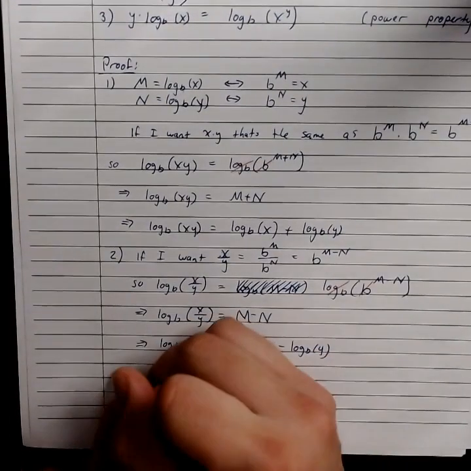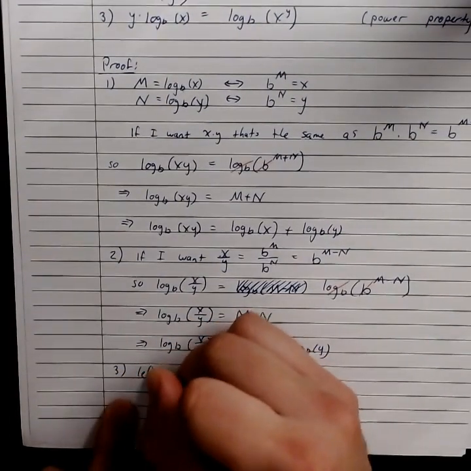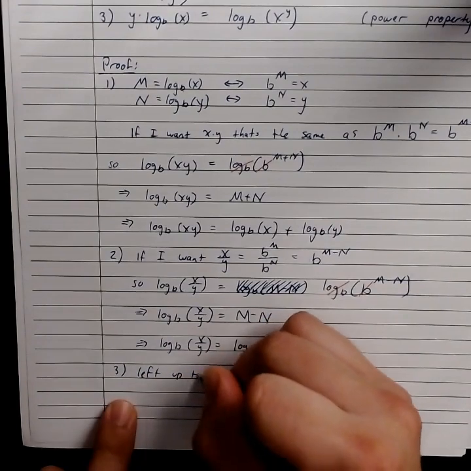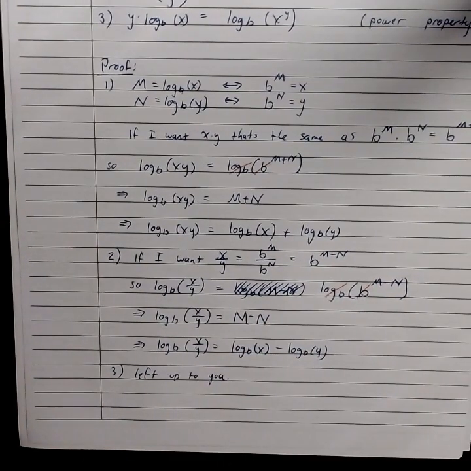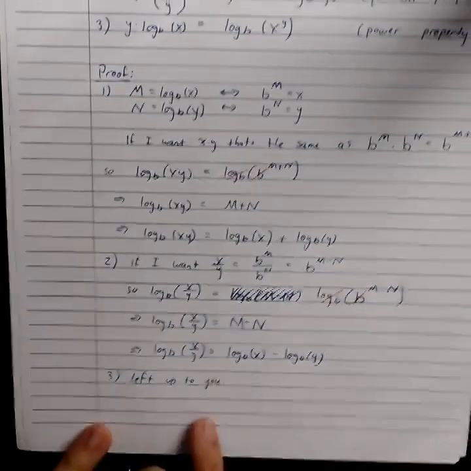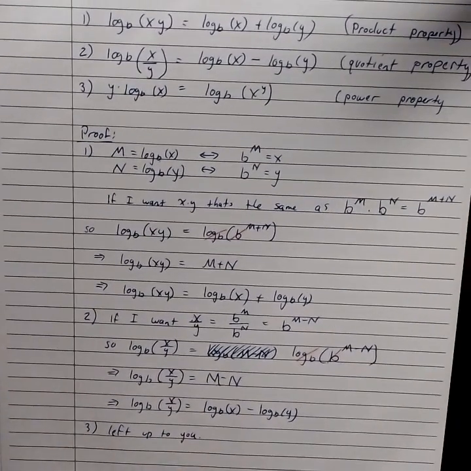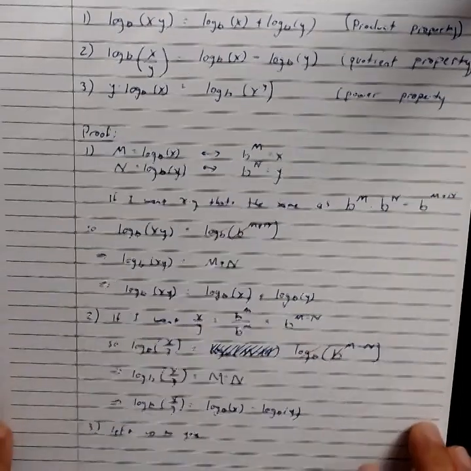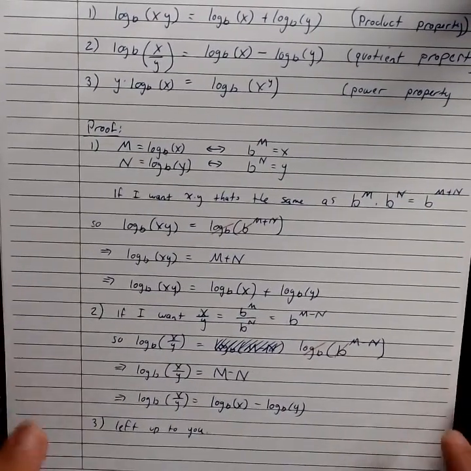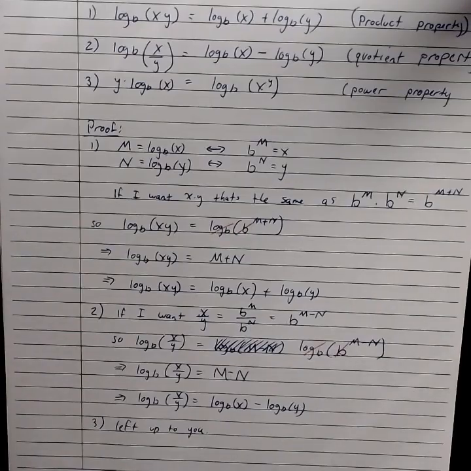And our third one is left up to you. This is going to be one of your homework problems. It'll ask you to prove the third one. There's a little bit of hesitation for people to start proving things on their own. Here, this isn't on an exam, so there's no need to worry. The worst that can happen is you make a mistake, and we learn from our mistakes.